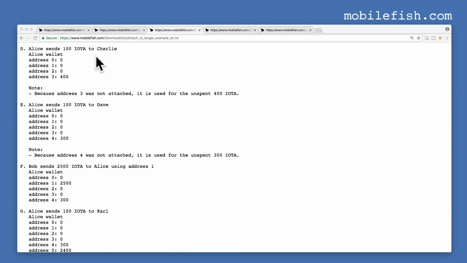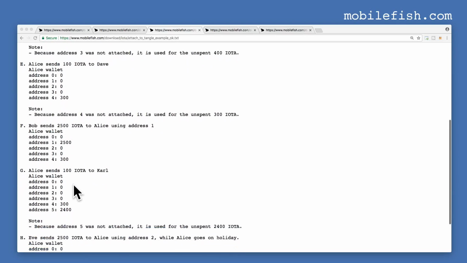Alice sends 100 IOTA to Charlie. Because address 3 was not attached, it is used for the unspent 400 IOTAs. Alice sends 100 IOTA to Dave. Because address 4 was not attached, it is used for the unspent 300 IOTAs. Bob sent 2500 IOTA to Alice using address 1. As you can see over here, address 1 has 2500 IOTAs.